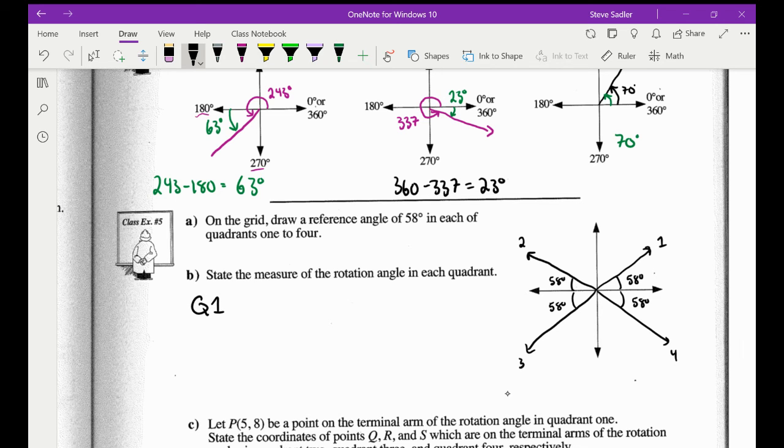So in quadrant 1, it says state the measure of the rotation angle in each quadrant. So that's just the standard angle. So in this case, the rotation angle for quadrant 1, well, it's going to be the same, right? It's going to be 58 degrees.